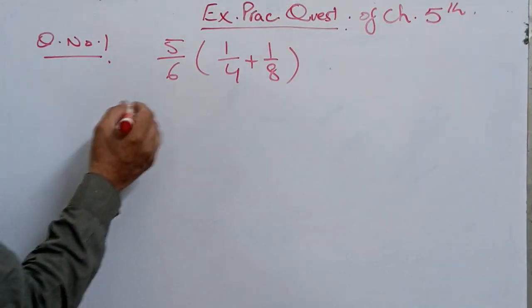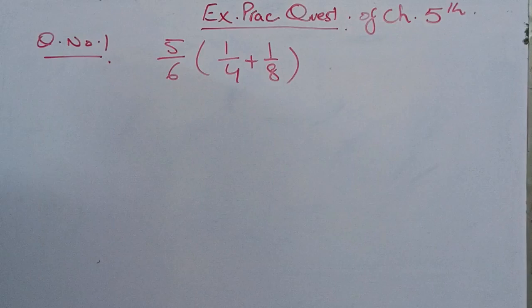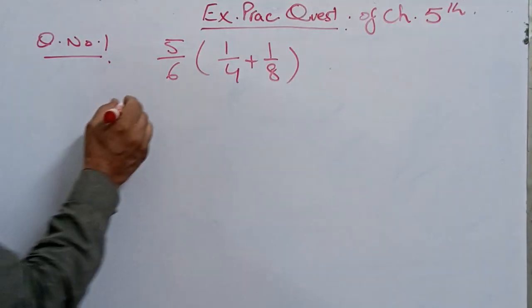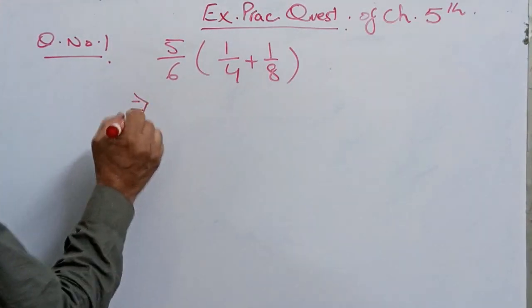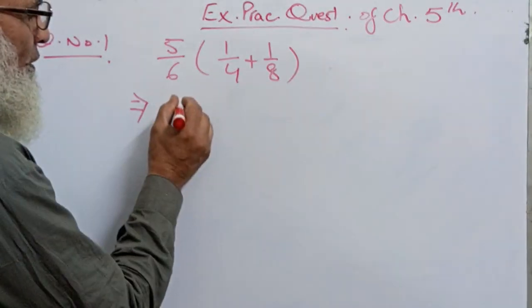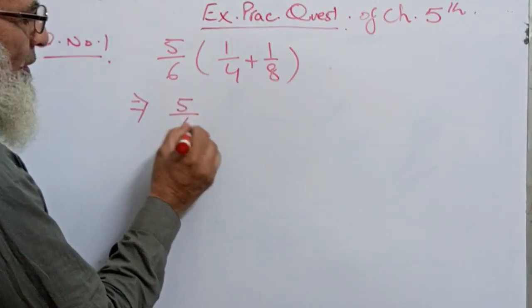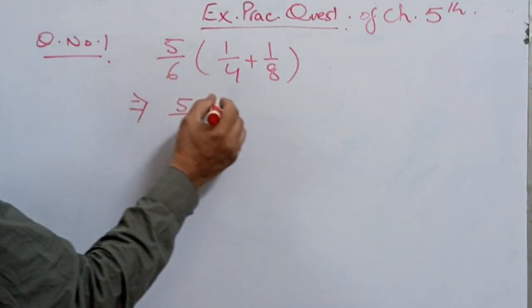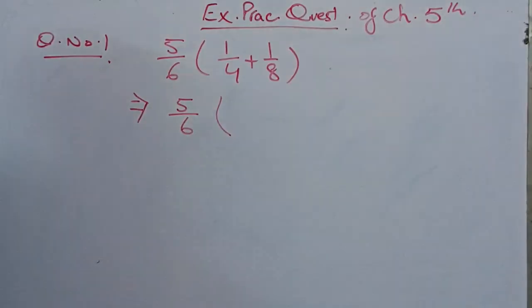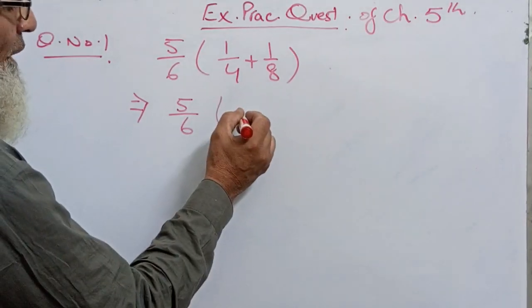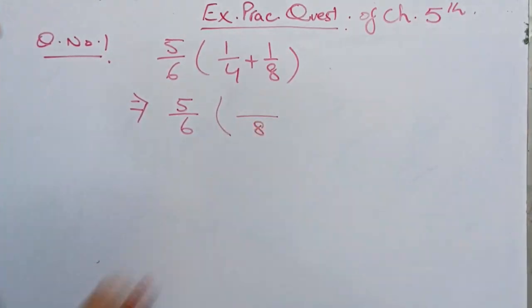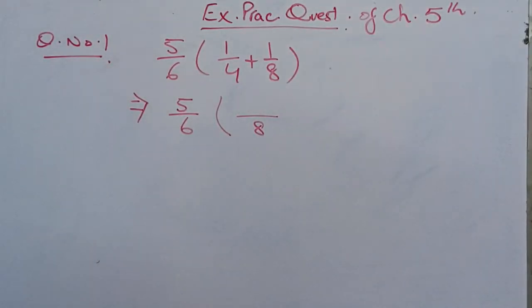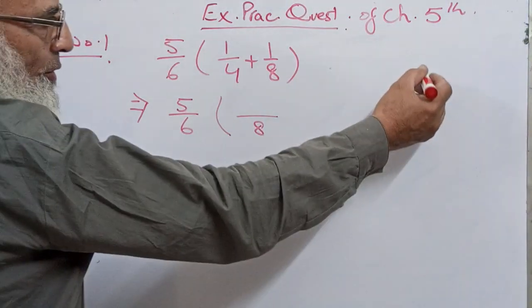Now it is very easy. You know that we have to solve the bracket first. So let me start from the bracket. Let it remain as it is, and we'll be finding the LCM, which should be 8 over here. You can also find the LCM at your rough column.